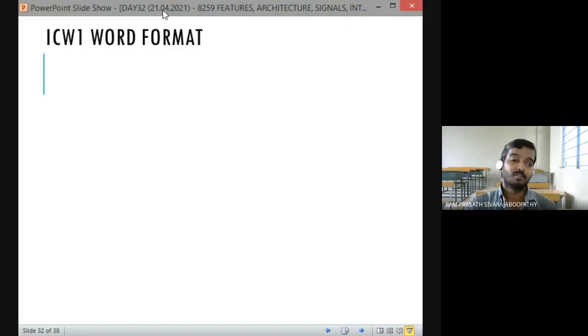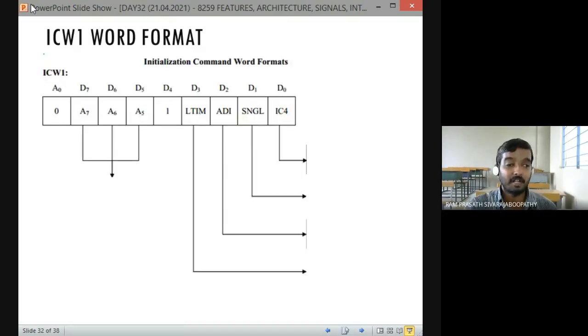Okay, so now we'll go with the ICW1 word format. That's why we are also limiting ourselves to the modes of operation. If we go into cascade mode, it will get even more confusing, and it will feel like, sir, should we study or not? Okay, fine. So this is the format.